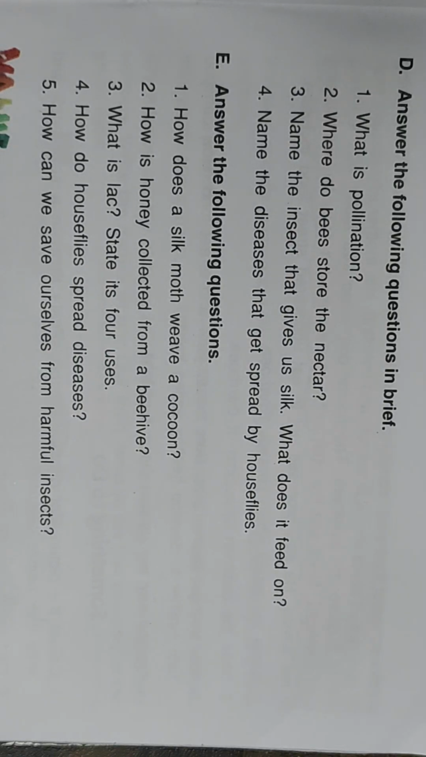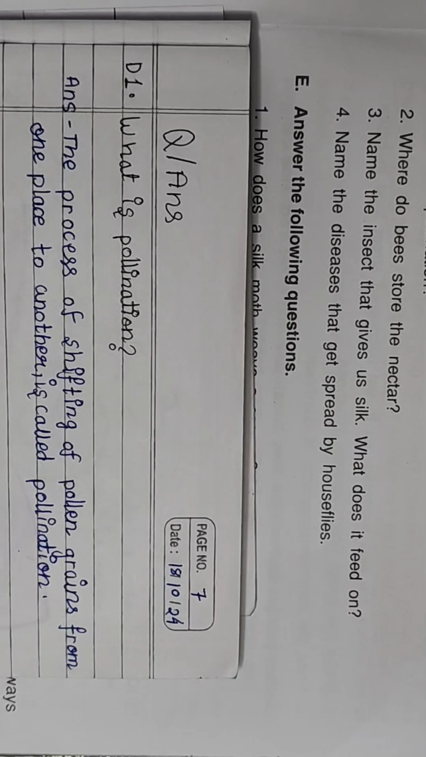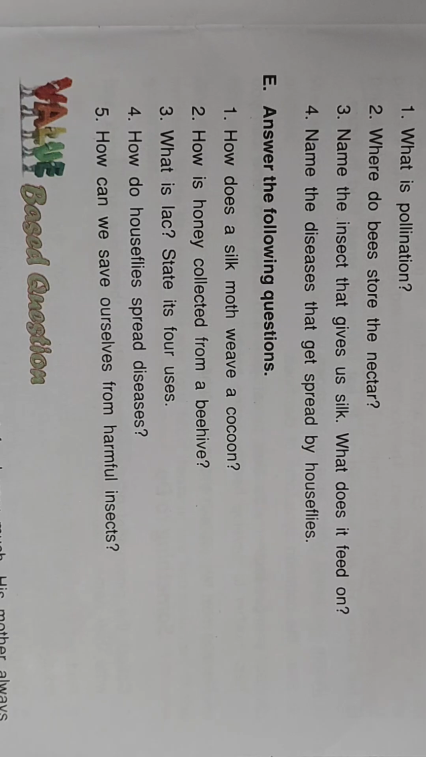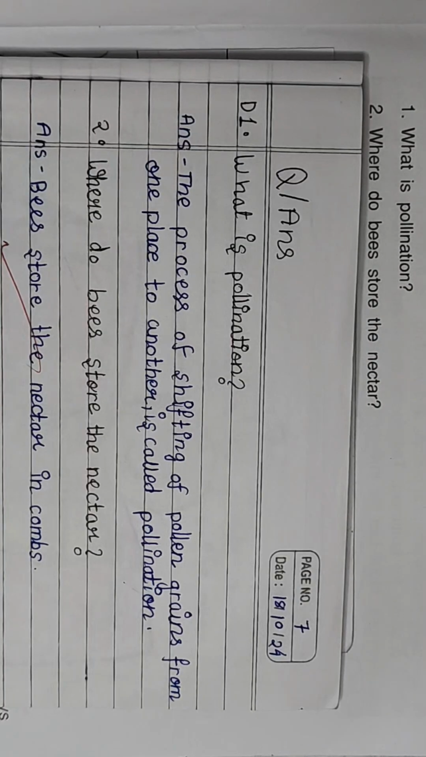D. Answer the following questions in brief. What is pollination? The process of shifting of pollen grains from one place to another is called pollination. Where do bees store the nectar? Bees store the nectar in combs.